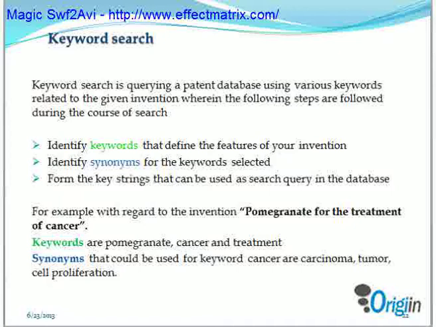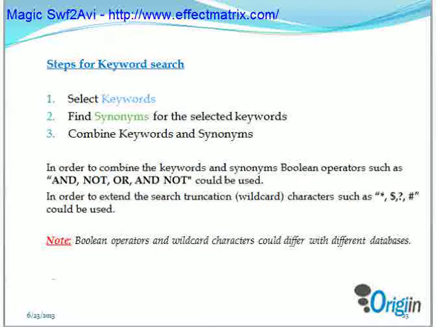For example, with regard to the invention, pomegranate for the treatment of cancer, the keywords are pomegranate, cancer and treatment. Synonyms that can be used for the keyword cancer are carcinoma, tumor, cell proliferation. So the steps for conducting a keyword search are: select the keywords, find the synonyms for the selected keywords, and then finally combine the keywords and the synonyms.